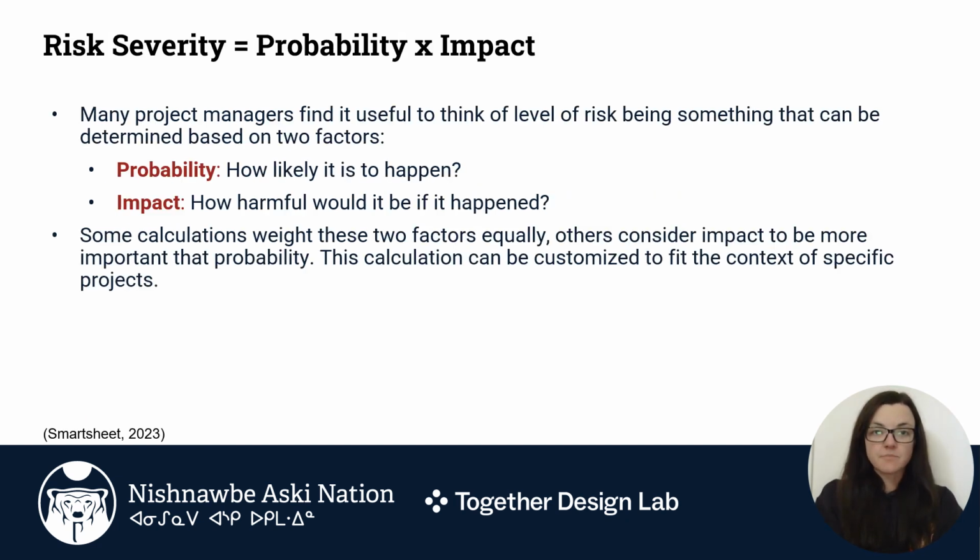Risk severity. Many project managers find it useful to think of level of risk as being something that can be determined based on two factors: probability, how likely is it to happen to the project, and impact, how harmful would it be if it happened to the project. Some calculations weigh these two factors equally, while others consider impact to be more important than probability. This calculation can be customized to fit the context for specific projects.